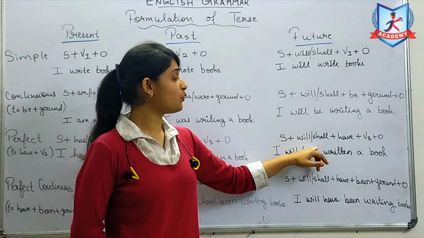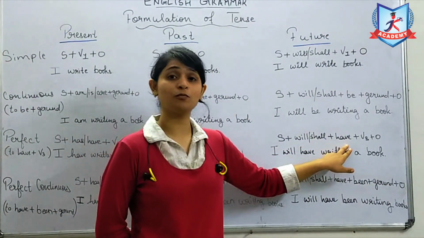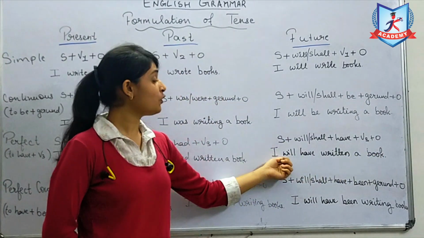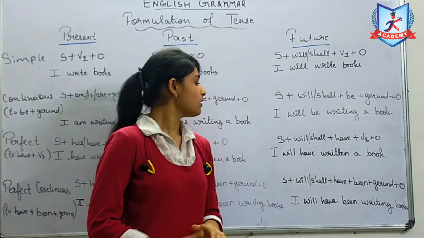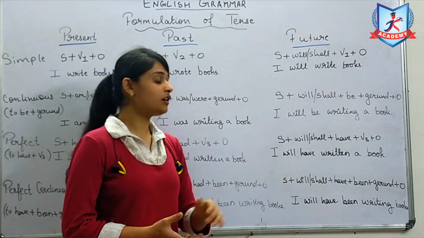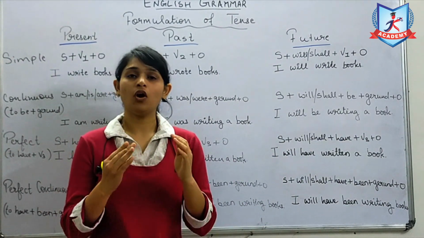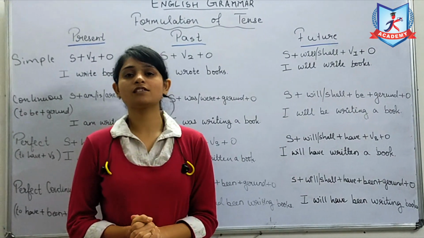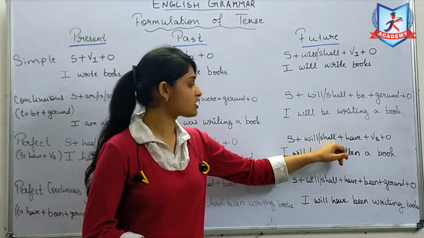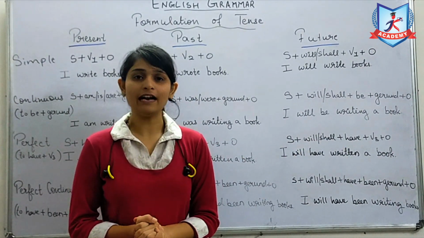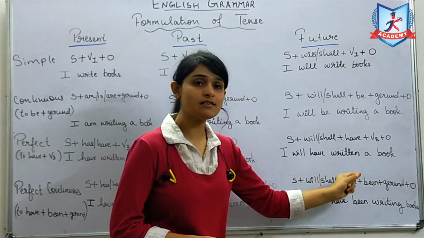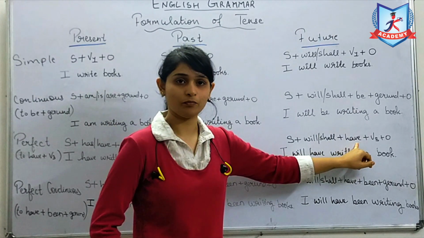Subject plus will or shall plus have plus V3 form of the verb plus object. I will have written a book. See, in order to express the future tense, we always use the verb in the base form. और future tense को express करने के लिए will और shall use करना ज़रूरी है. That is why the formula has both will or shall plus the helping verb have.